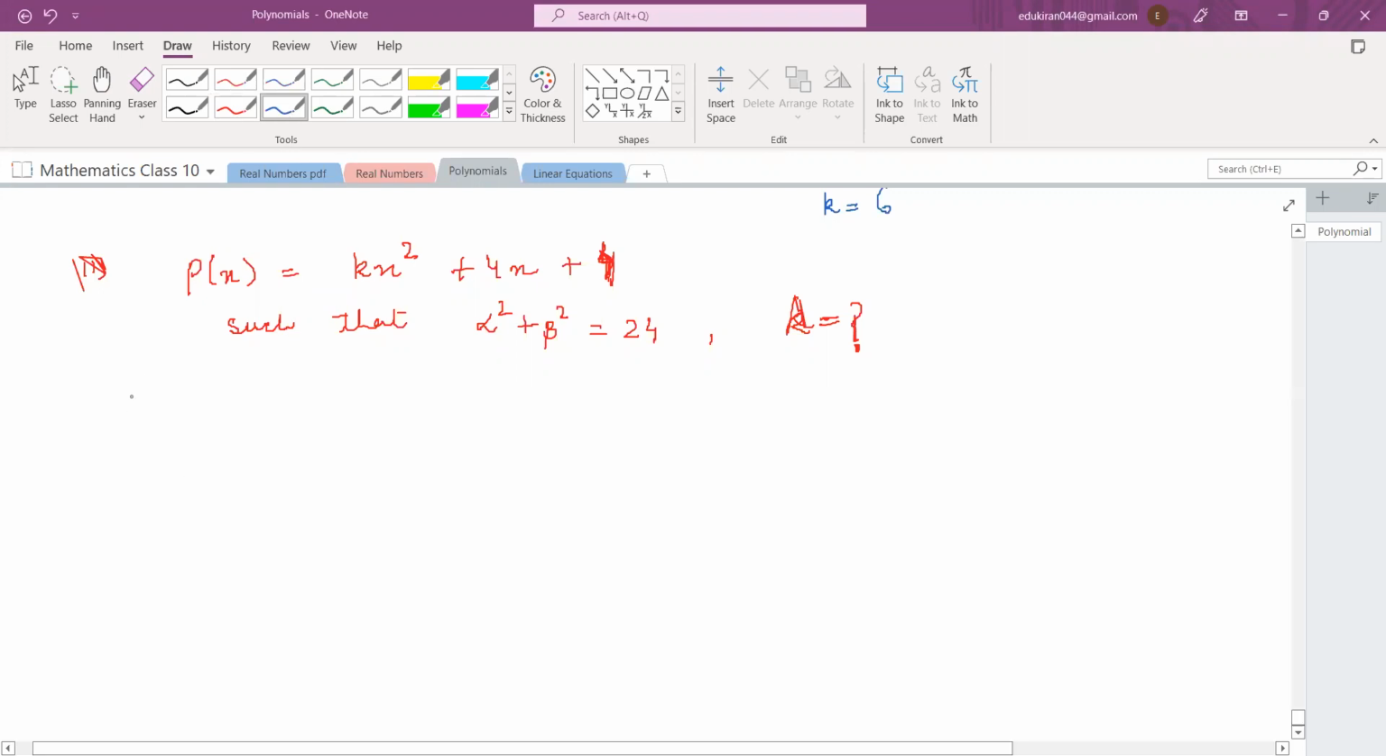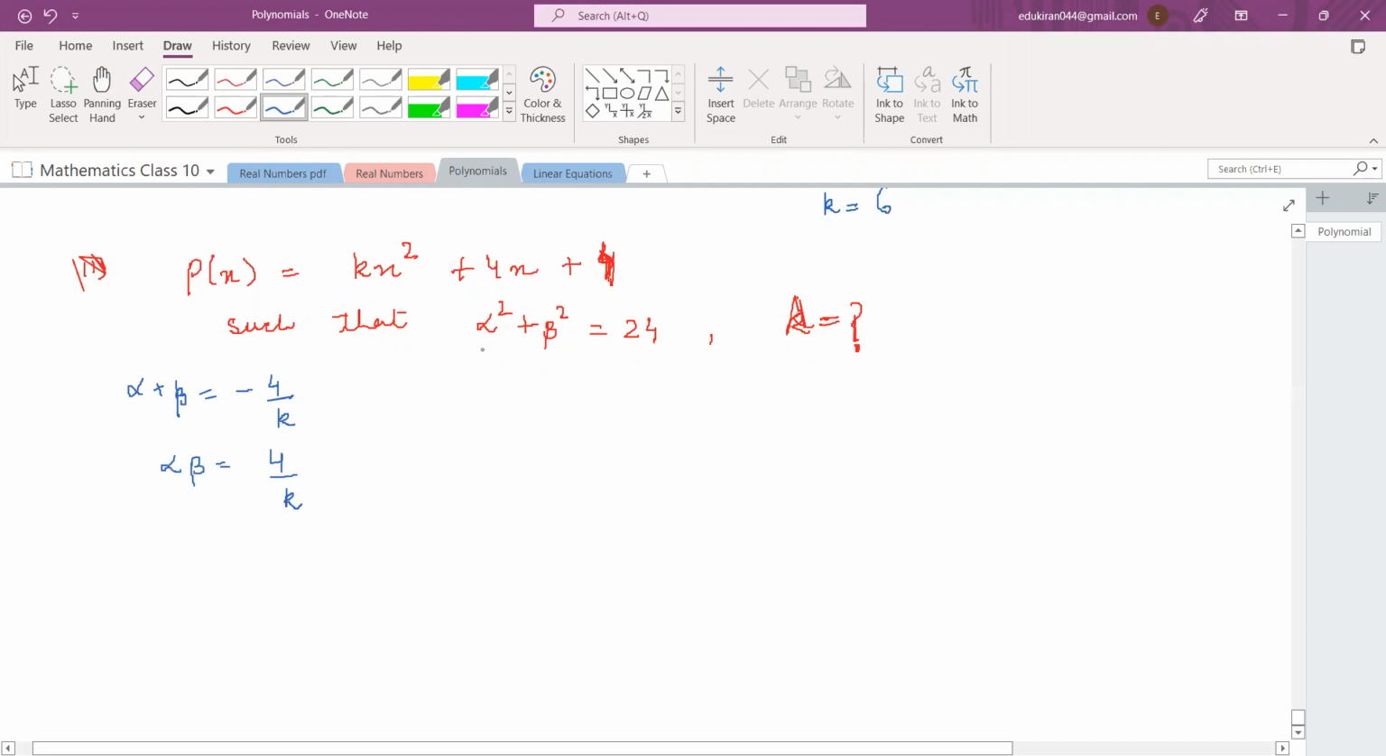Now again, alpha plus beta is how much? Minus B by A, which is minus 4 by K. Fine. And alpha beta is C by A, which is 4 by K. Am I right? Yes. Okay.